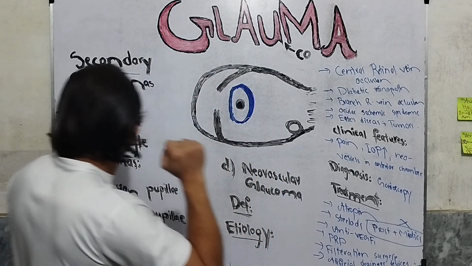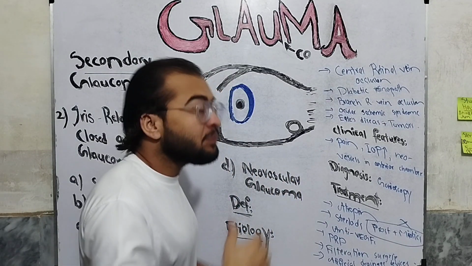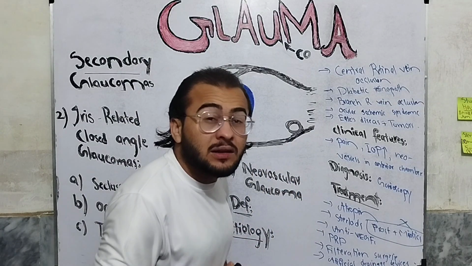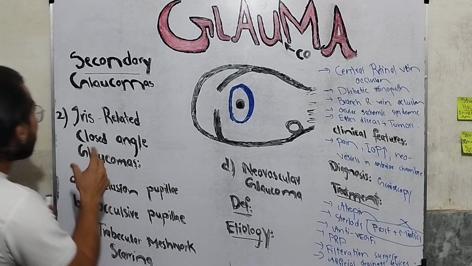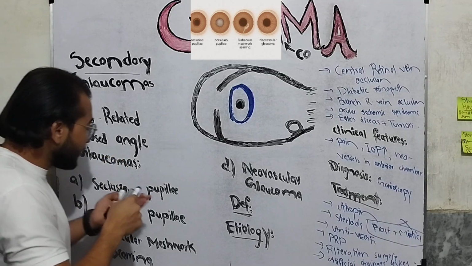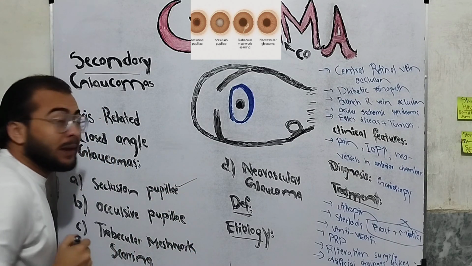Now we will discuss the closed angle secondary glaucomas related to the iris. As in the previous lectures we discussed the open angle secondary glaucomas related to the iris. Now the closed angle secondary glaucomas caused by iris related problems. The first one we have is seclusion pupillae.